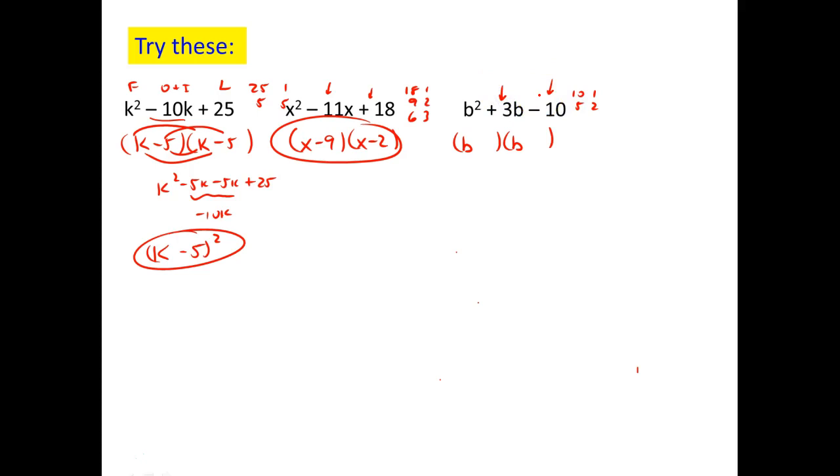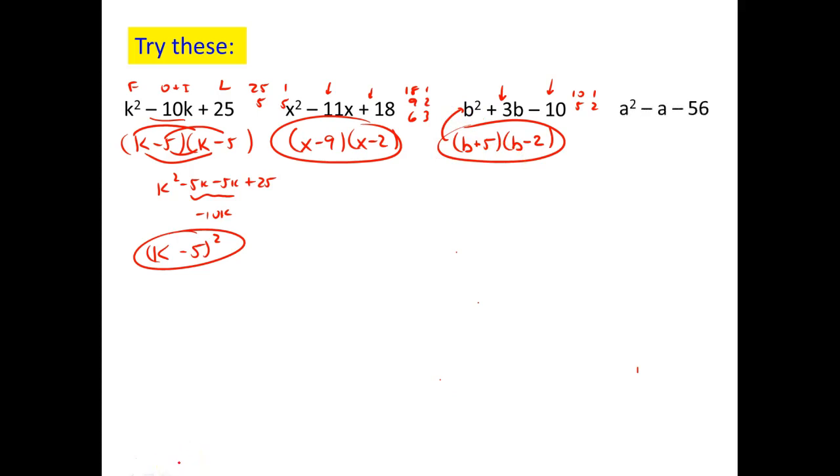So these are the tougher ones. In order to get a positive 3 in the middle, we need probably a 5 and a 2. One of them has to be positive and one negative. In order to get a positive 3, let's make the 5 positive and the 2 negative. And you could FOIL that if you wanted to convince yourself that you would get back to that.